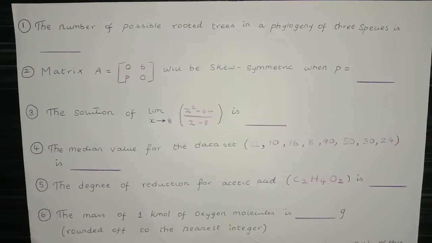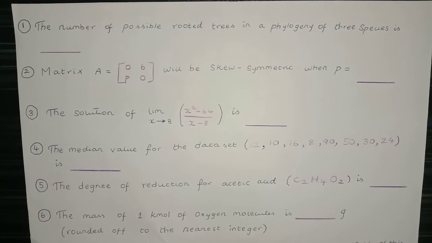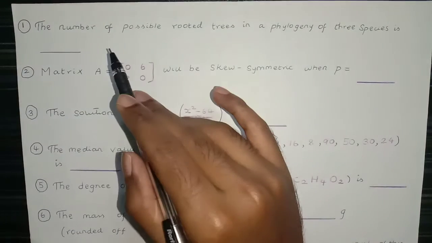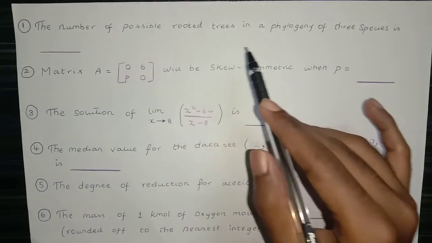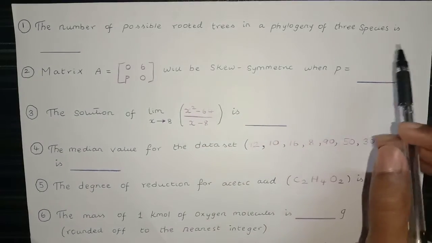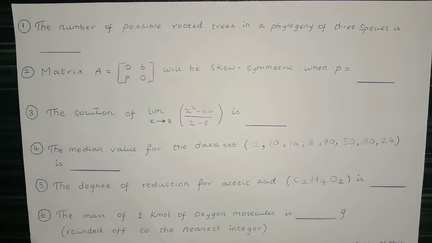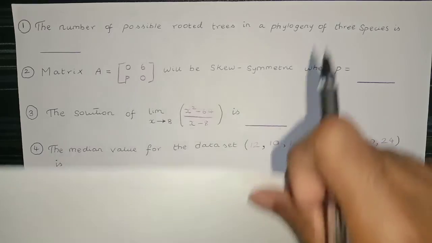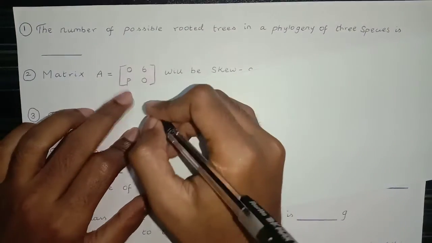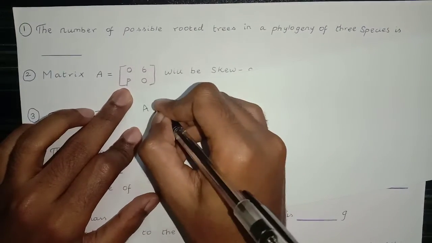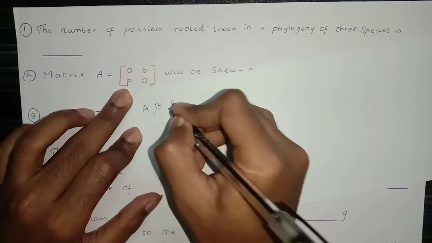So we have say 7 questions. These are relatively simple. Let's start with the first one. Question 1. The number of possible rooted trees in a phylogeny of 3 species is dash. So let's assume the 3 species to be A, B and C. Okay. So let's write down the species A, B and C.